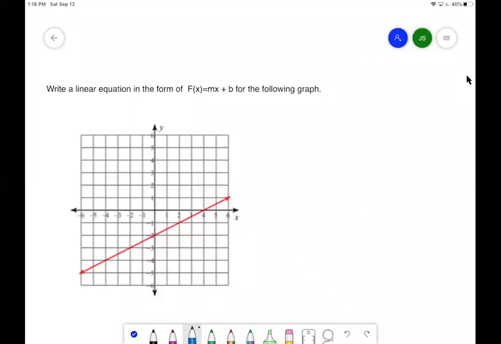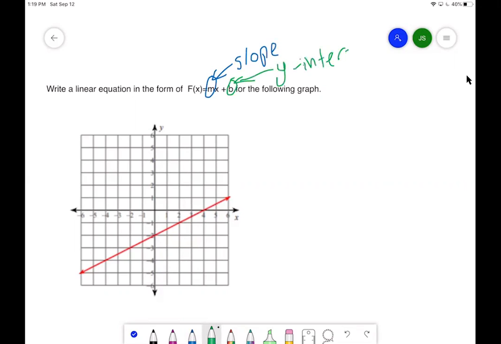Hi everyone, today I'm going to show you how to write a linear equation in the form of f of x equals mx plus b using this graph. So the first thing that you need to know is that we'll be looking for m, which is your slope, and we'll also be looking for b, which represents your y-intercept. So again, we'll be looking for m, and we'll be looking for b.